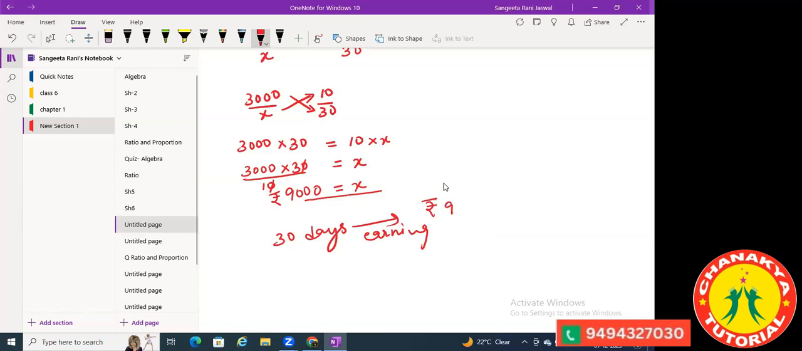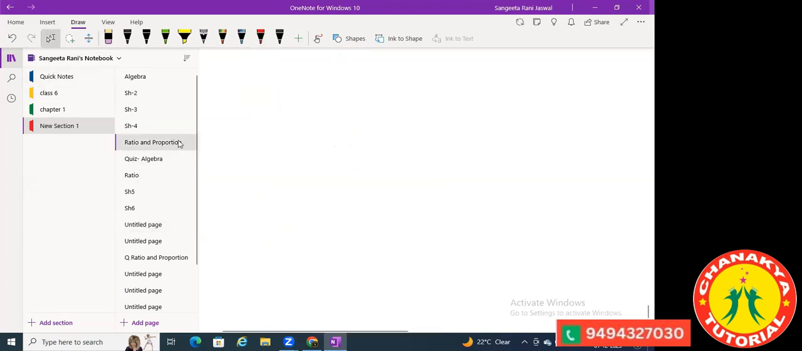Rupees 1,400 on PhonePe. So that means in 30 days, she is getting this much. Right. Okay. Now we'll see another question.